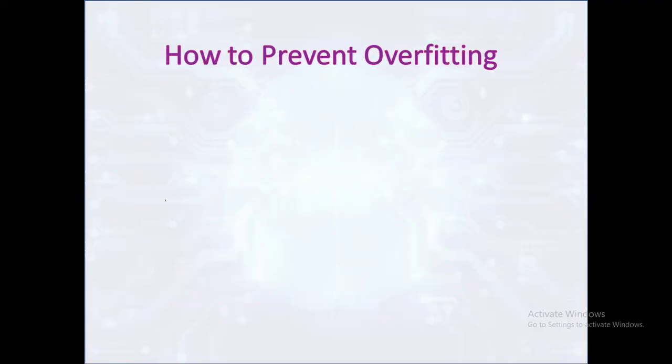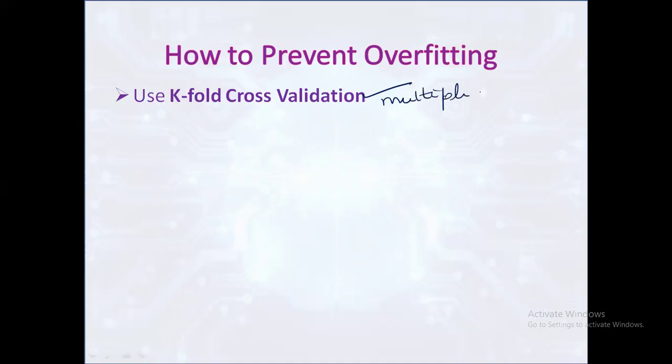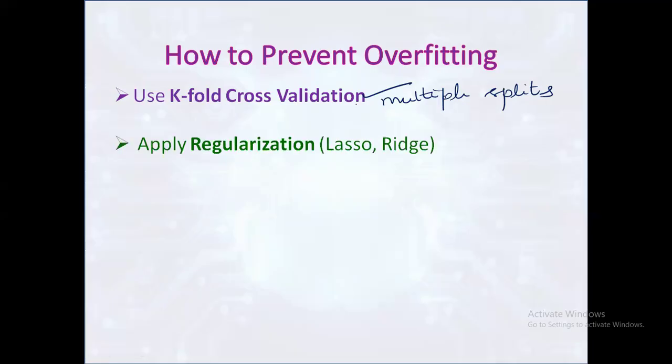Next, how to prevent overfitting. One way to control overfitting is by using k-fold validation, which helps assess the model's performance across multiple splits of the data set. This ensures that the model performs well on different subsets of data. This we are calling the k-fold cross validation.